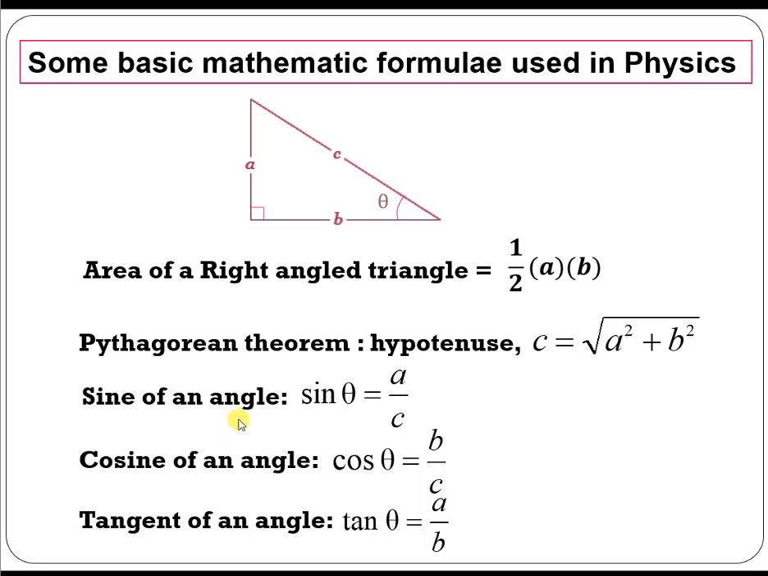Then we have the trigonometry identities in order to obtain the angle. We can use sine theta, whereby sine theta is opposite side A divided by hypotenuse C. Cosine of an angle, cos theta, will be the adjacent side B divided by hypotenuse C, and the tangent of an angle, tangent theta, will be the opposite side A divided by the adjacent side B. So this one is very important, especially when we use it for resolving vectors into two perpendicular components.